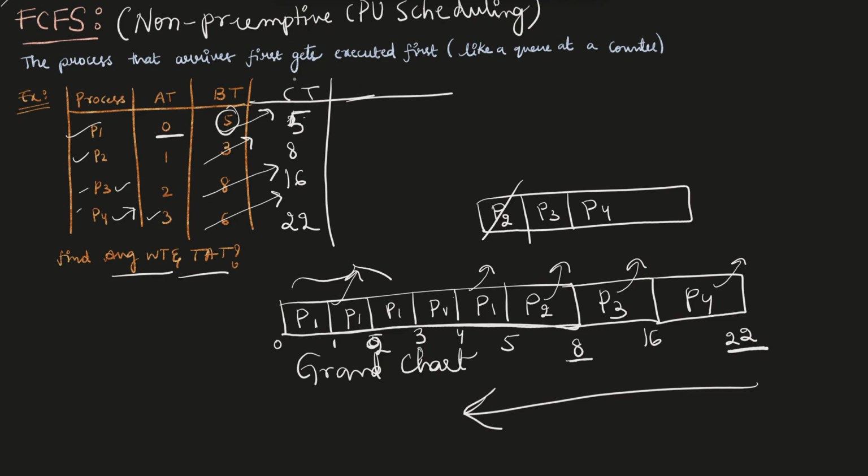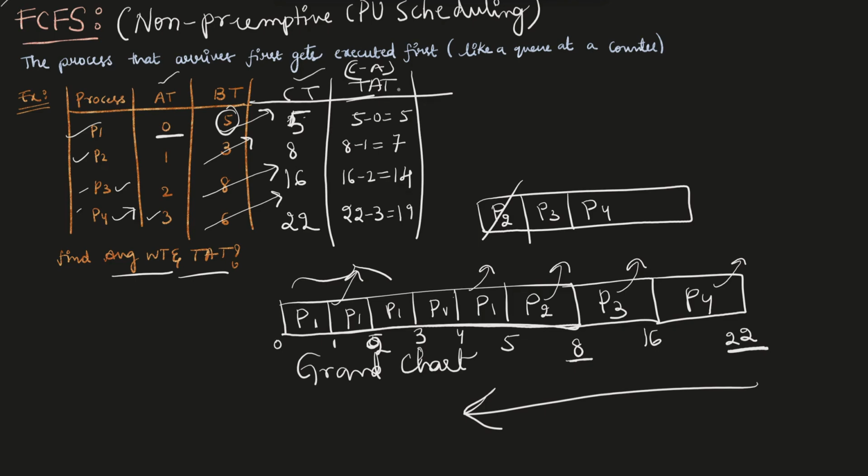Now what can we find? We have completion time and arrival time, so we can find turnaround time, which is nothing but completion minus arrival time. Completion is 5 minus 0, that is equal to 5. The next one is 8 minus 1, that is 7. Next, 16 minus 2, that is 14. Next one is 22 minus 3, that is 19.